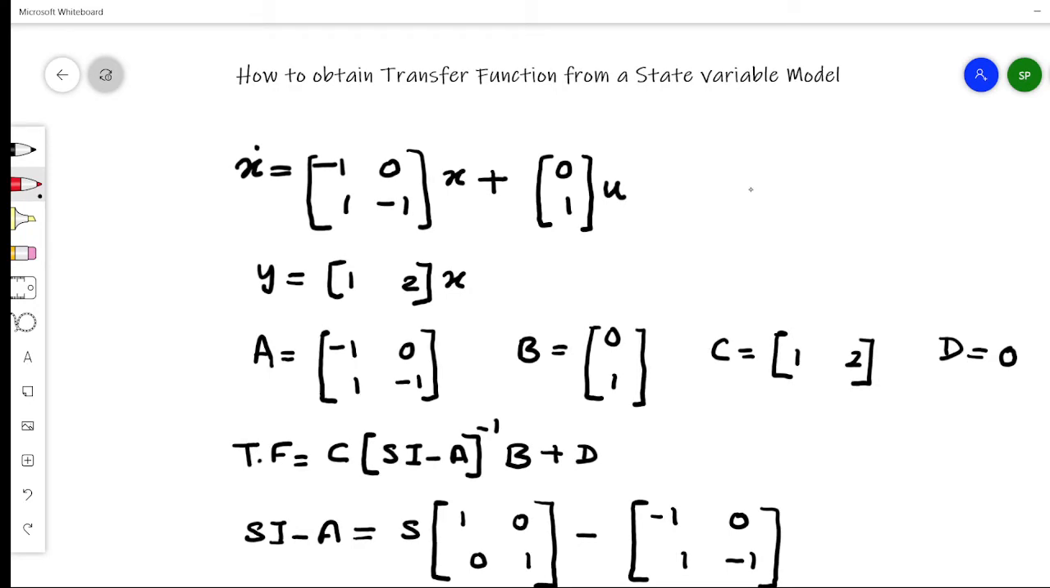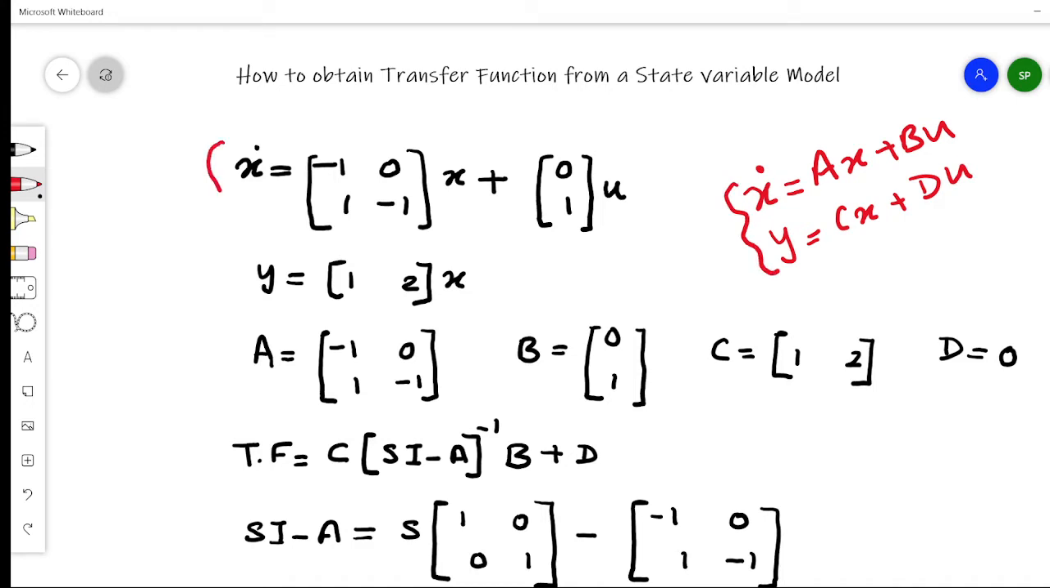So we have the state variable model, it is given as x dot is equal to Ax plus Bu and y is equal to Cx plus Du. So this is the state model. In the question, this much is given, and we are supposed to find the transfer function from the state variable model.